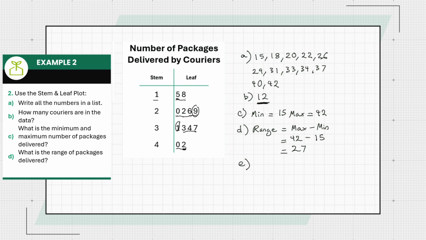Right, so now that we have that, we have to do our median is equal to 29 plus 31 all divided by 2. So 29 plus 31 is just 60, and 60 over 2 is going to be 30. So our median value for this data set is 30.